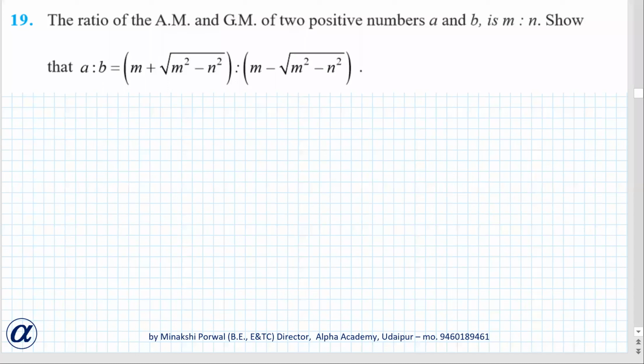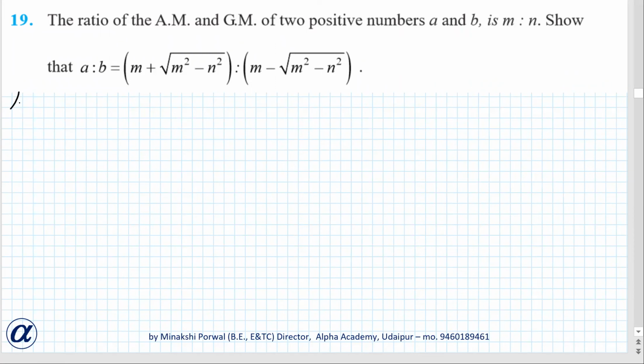Miscellaneous exercise chapter 9, question number 19. The ratio of AM and GM of two positive numbers A and B is M is to N. Show that A is to B equals M plus under root M square minus N square is to M minus under root M square minus N square.